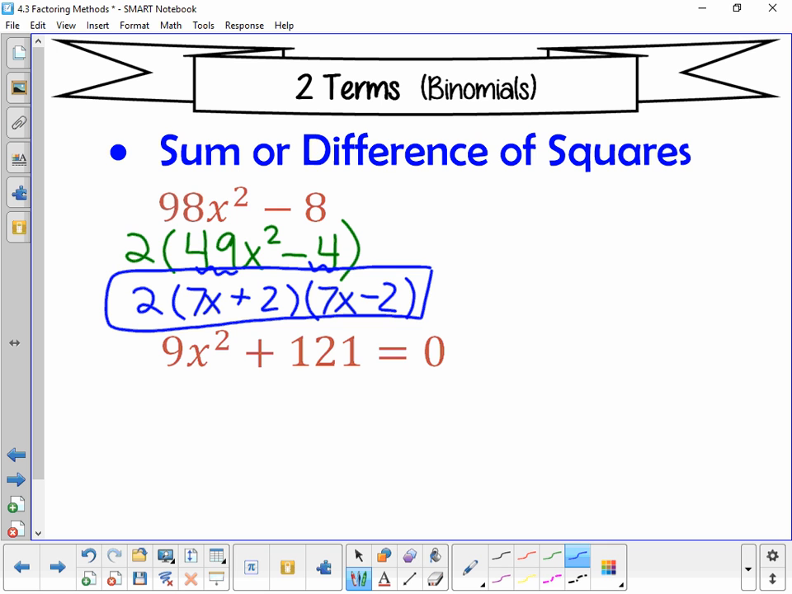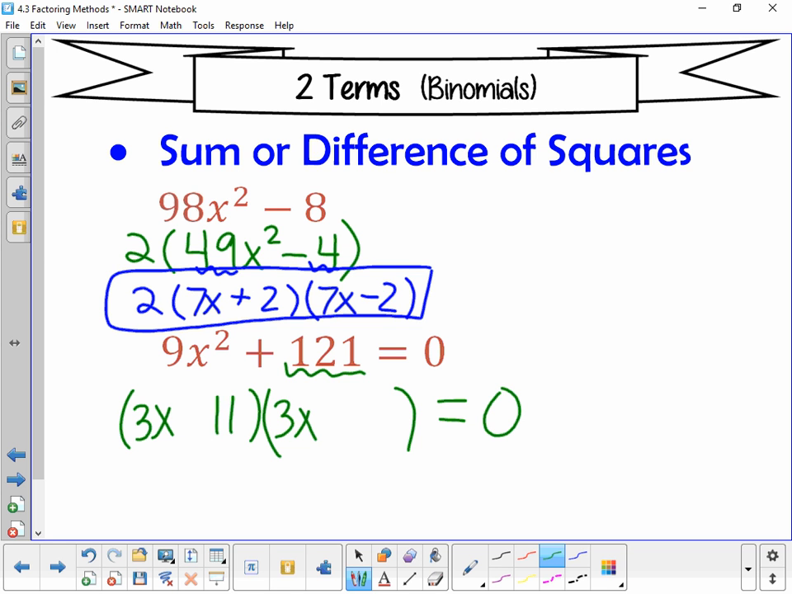Let's try another square pattern. 9x squared plus 121 is equal to 0. So if we factor that, again, we should scan and see if there's a common factor. In this case, there's not a common factor. But we recognize that it's perfect squares. 9 is a perfect square. 121 is a perfect square. So we have a 3x and a 3x at the beginnings. And the 121 is going to give us 11s.